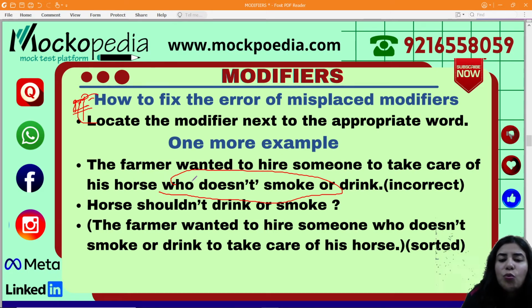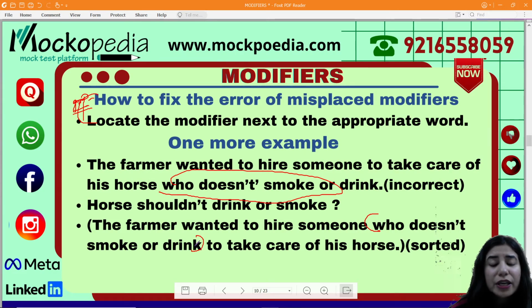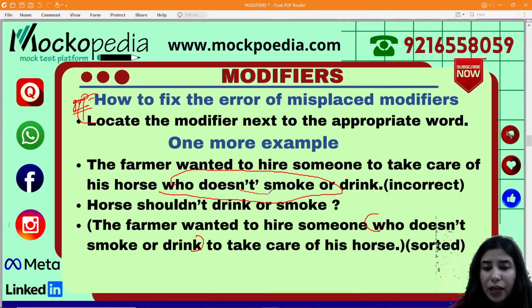लाइक टेक अ लुक एट द सेंटेंस, द रेक्टिफाइड वन, द सॉर्टेड वन। The farmer wanted to hire someone who doesn't smoke or drink to take care of his horse। So if you are going to see, हमने क्या किया, हु डजंट ड्रिंक और स्मोक हमें पता था, उसके लिए यूज करना चाह रहे हैं जिसको वो हायर करेगा, राइट, टू टेक केयर ऑफ हिज हॉर्स। तो हमने ये मॉडिफायर यहाँ से हटा के समवन के पास रख दिया, राइट। तो आपका इंटेंडेड मीनिंग सॉर्ट आउट हो गया, क्लैरिटी आ गई, एरर रेक्टिफाई हो गया। सो दिस इज अ सिंपल वे टू सॉर्ट आउट द misplaced modifiers, right? I hope you're sorted with the concept.